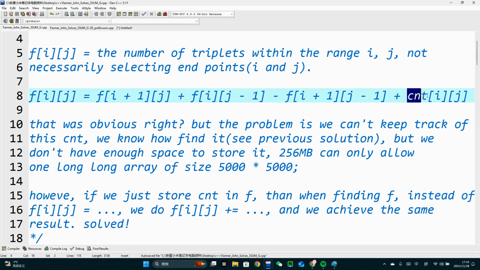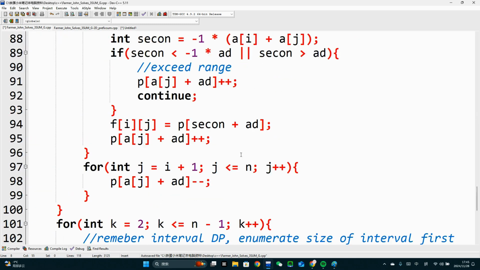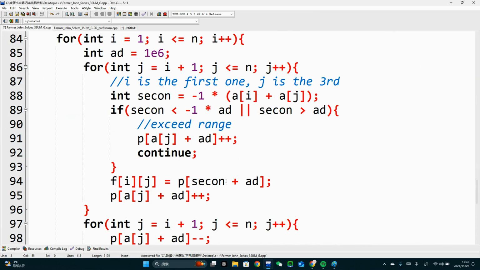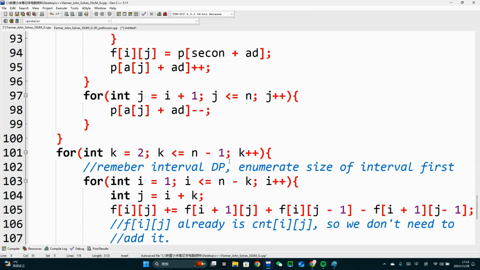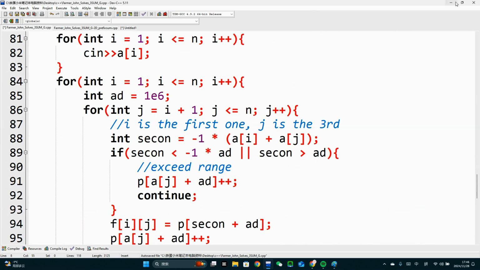However, we can't actually store the CNT. Even though we know how to find it, we can't store it because then it will be too much in space complexity. So we'll just have F[i][j] temporarily be CNT first, and then instead of being equal to this, we'll have it plus-equal to this. So then we can get rid of the CNT, and our space complexity will be correct. So this is the USACO official solution's idea of doing this, which essentially achieves the same thing, but with interval DP.